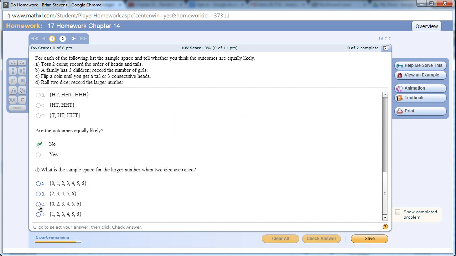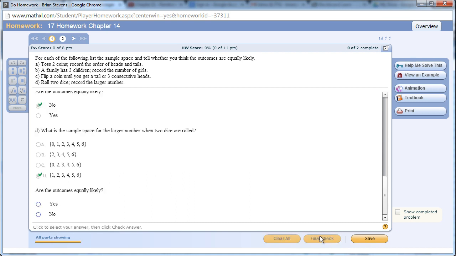What is the sample space for the larger number when two dice are rolled? So they're going to roll two dice and record the larger number. It'd be 1, 2, 3, 4, 5, 6. What is the only way to get 1? Think for a moment. If we're recording the larger number, so we roll 1 and 6, what would we record? We would record 6. The only way to record 1 would be to get one and one.